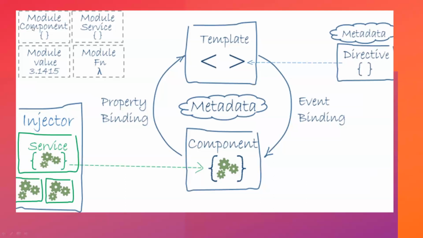We have a module with a component here, a module with a service, the values and the functions, and we have a template sitting over here, and we have a component. We have a service which is injected into the component, and in the bindings, we have property and event binding, which combine to make two-way binding. We also have directives and metadata. Okay, let's see all of them with examples.